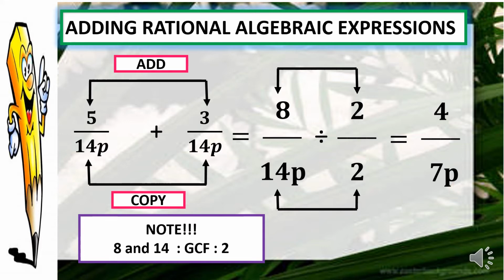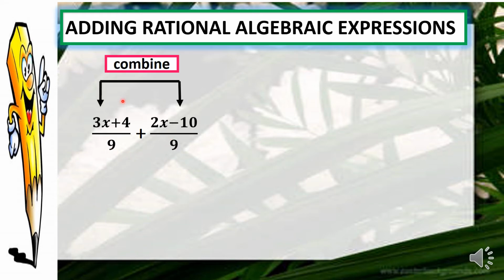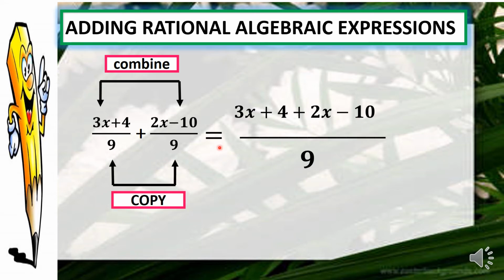Okay, so let's have our next example. This is our second example. We have to simplify or add 3x plus 4 over 9 plus 2x minus 10 over 9. As you can see again, these are similar rational algebraic expressions because they have the same denominator. So first, we're going to combine the numerators. So you have 3x plus 4 plus 2x minus 10. And then for our denominator, what I've said a while back, we're just going to copy.